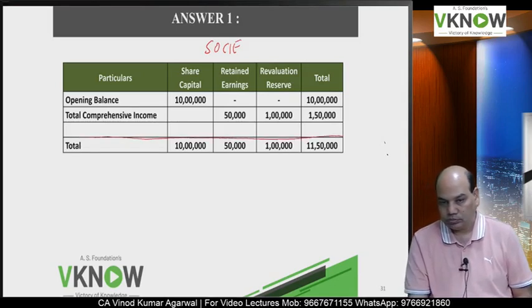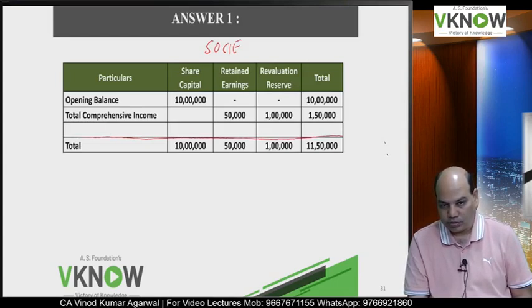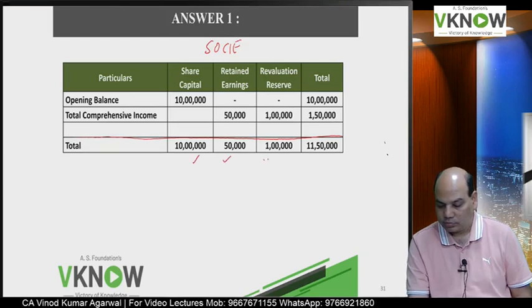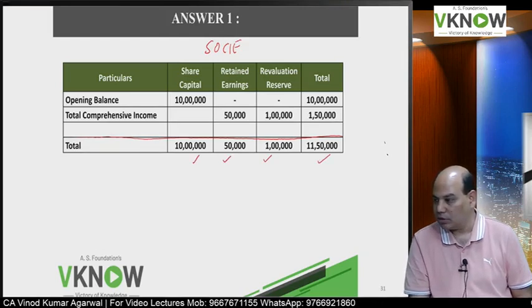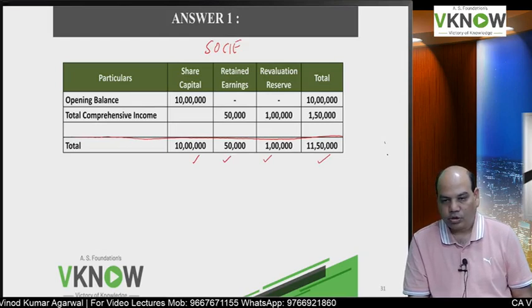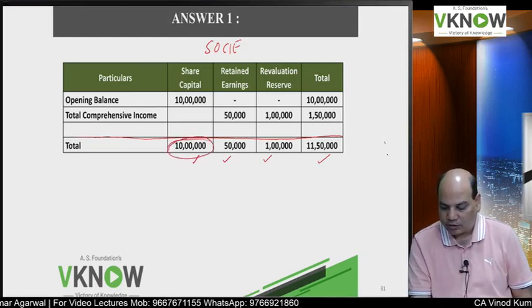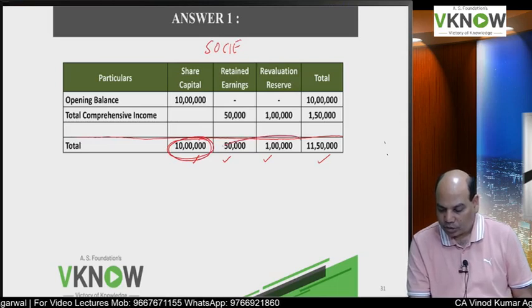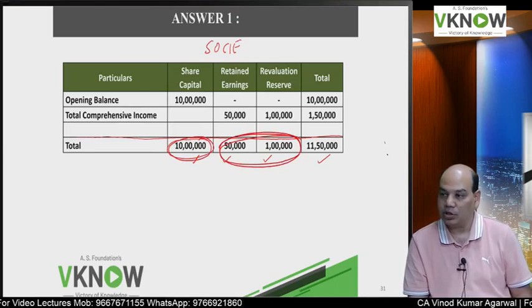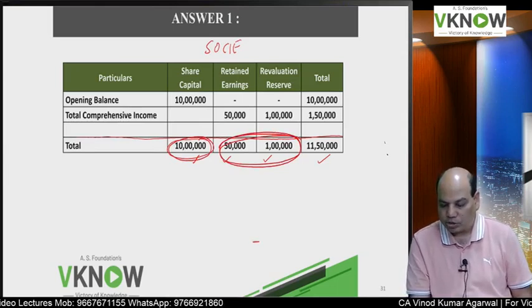10 lakh in the first column, 50,000, 1 lakh, and total is 11,50,000. Now how will you present this in the balance sheet? 10 lakh I will present as share capital, and these two together I will present as other equity. Okay, below this write down one more thing, balance sheet.